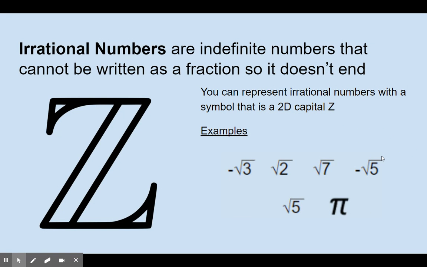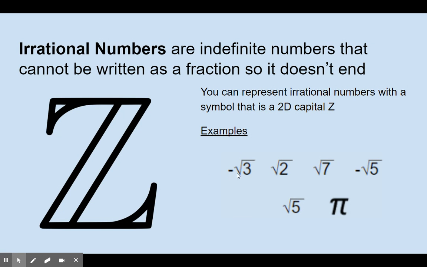All right. Now, what are rational and irrational numbers? Irrational numbers are indefinite numbers. They go on, beyond, forever. That cannot be written as a fraction, all right, because they don't end. It doesn't end at all. All right, so you can represent irrational numbers with a symbol that is a 2D capital Z, like this one.